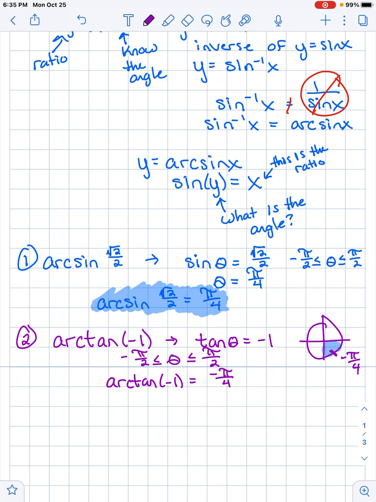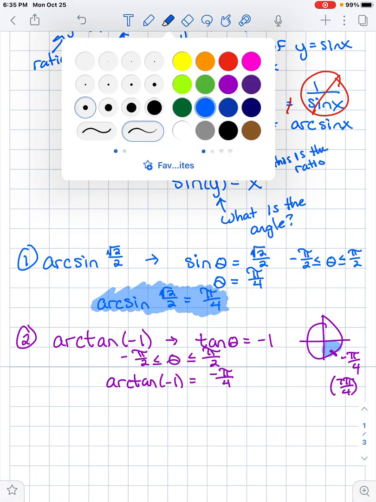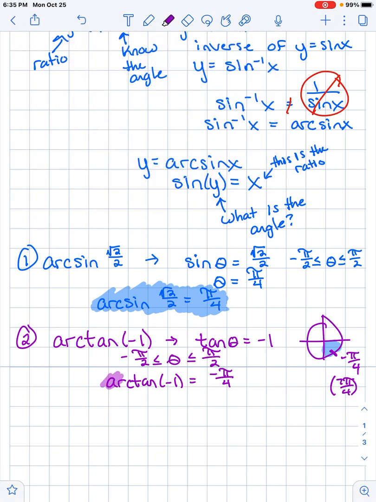You may also know this as 7 pi over 4. Those are in the same location on the unit circle. However, 7 pi over 4 is not within the domain. So you need to really be careful that you're sticking with the domain that has been agreed upon by mathematicians throughout time, and make sure your answer stays within. Okay, so that's generally arc sine, arc tangent.